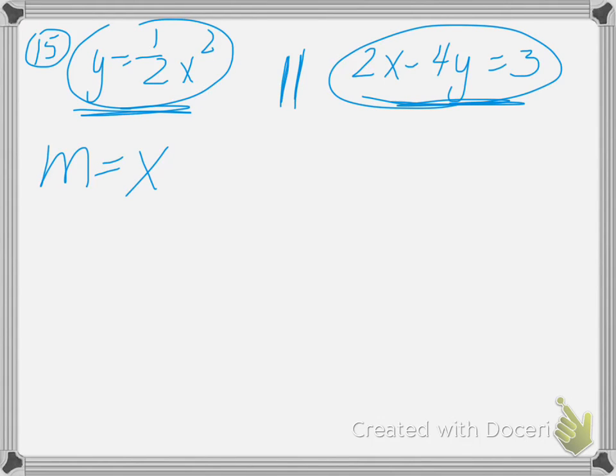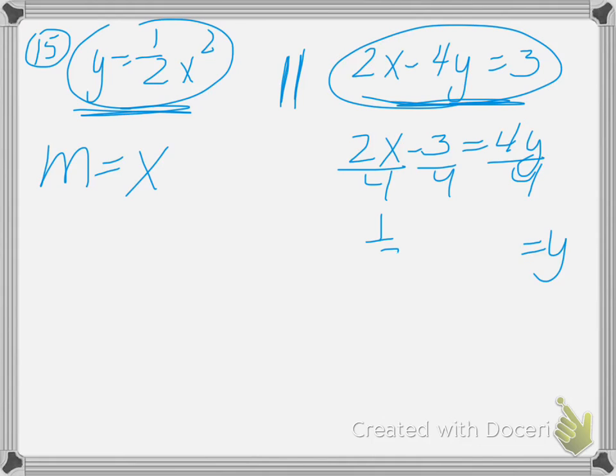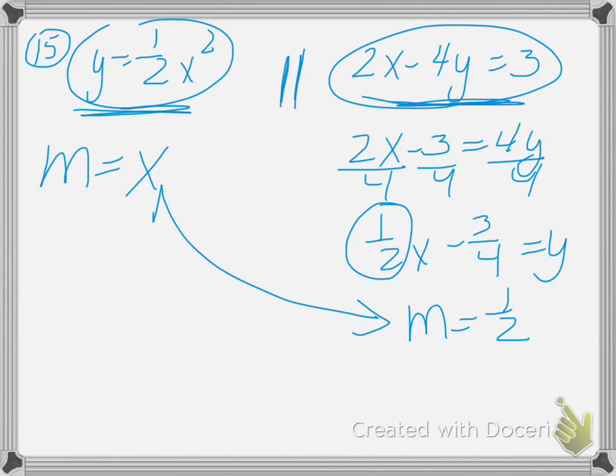So if you move things around, if you subtract 3 from both sides and then add 4y to both sides, then you could divide every term by 4. And you're going to get y equals 1/2 x minus 3/4. So the slope of that one is just 1/2. So when are these two things equal? If x is equal to 1/2. And that was choice B.